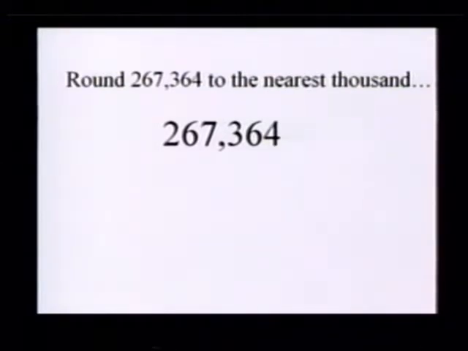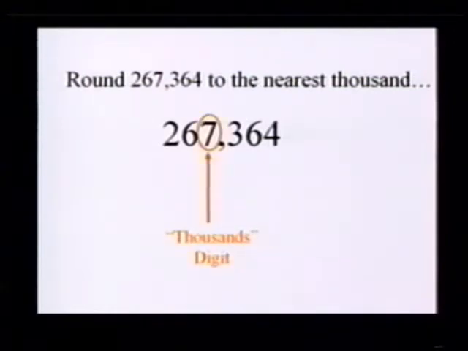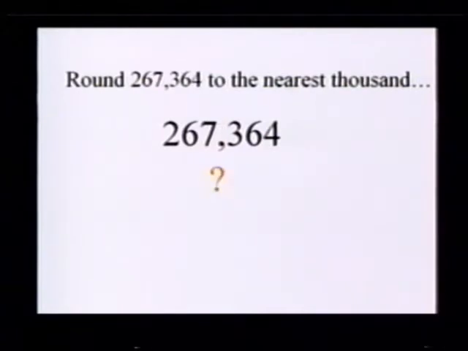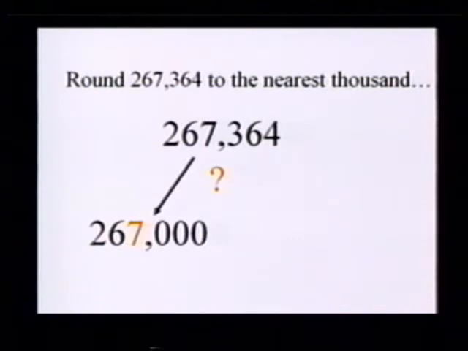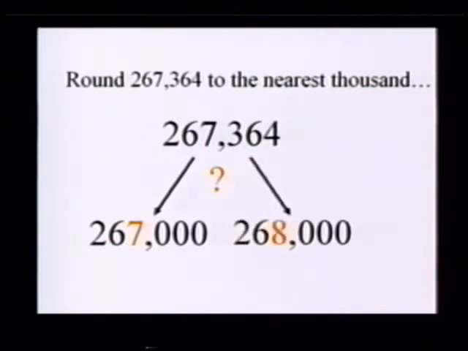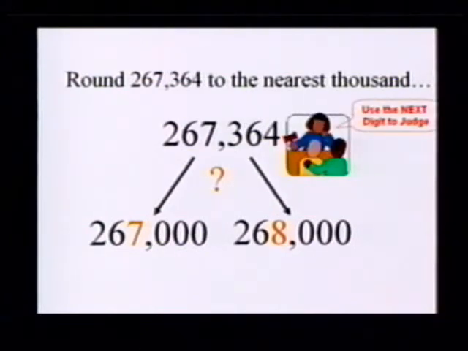Remember when we rounded to whole numbers, like round to the nearest thousand? Every number after that had to be a zero. So this one, rounded to the nearest thousand, would be either 267,000 or 268,000. How did we know which one? We used the next digit to judge. If it was 0, 1, 2, 3, or 4, we'd stay at the same number, and if it was 5, 6, 7, 8, or 9, we'd go up.